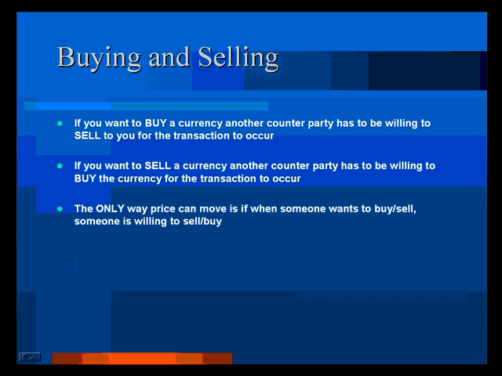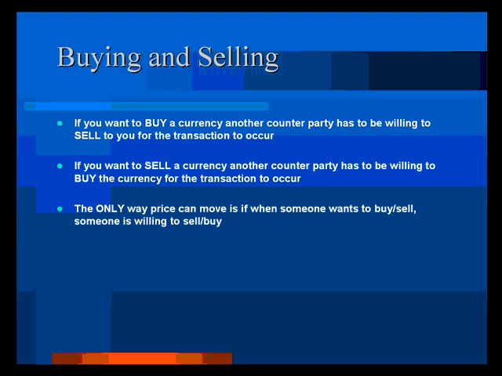Okay, so a little bit more about buying and selling. If you want to buy a currency, say you want to buy the euro versus the USD, the only way to purchase it is if somebody else is willing to sell it to you. So no transaction can occur if there's only a buyer or if there's only a seller. That's like if you are out at the store and you go to the cashier and you say, here, I want to buy this item. If they're not willing to sell you that item, you can't have that item.